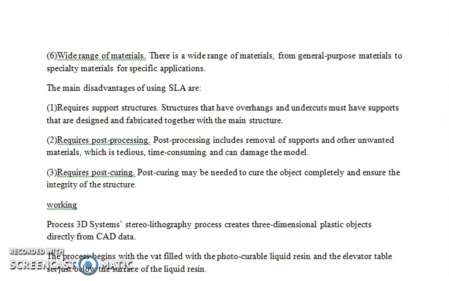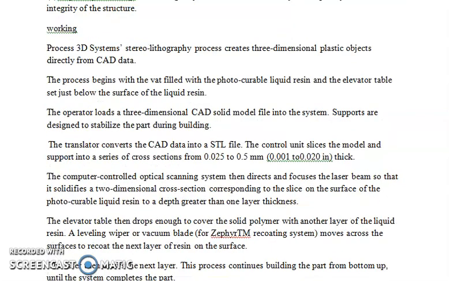Then, the working of the SLA system. The 3D Systems stereolithography process creates a three-dimensional plastic object directly from CAD data. The process begins with the vat filled with photo-curable liquid resin and the elevator table set just below the surface of the liquid resin. The operator loads a three-dimensional CAD solid model file into the system.